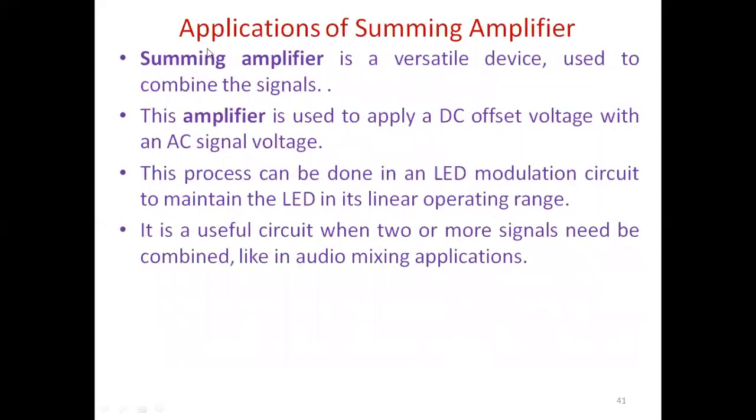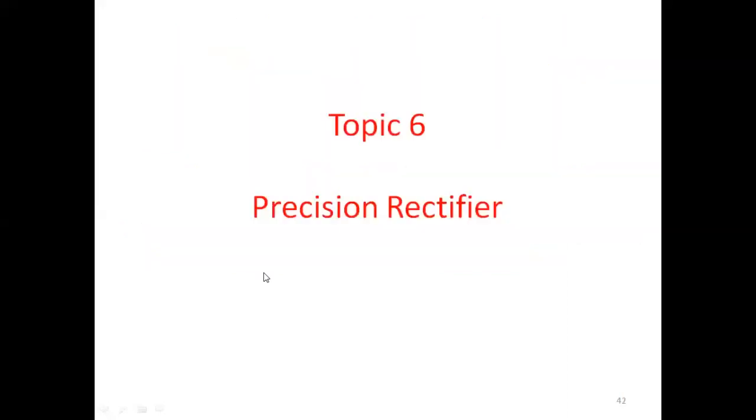Applications of summing amplifier. The purpose of a summing amplifier is to combine the various signals given at the input side. It is also used to apply a DC offset voltage with respect to the AC signal voltage. Generally, this can be used in LED modulation circuits in order to maintain the LED in a linear operating range. Moreover, it is also used in audio mixing applications.